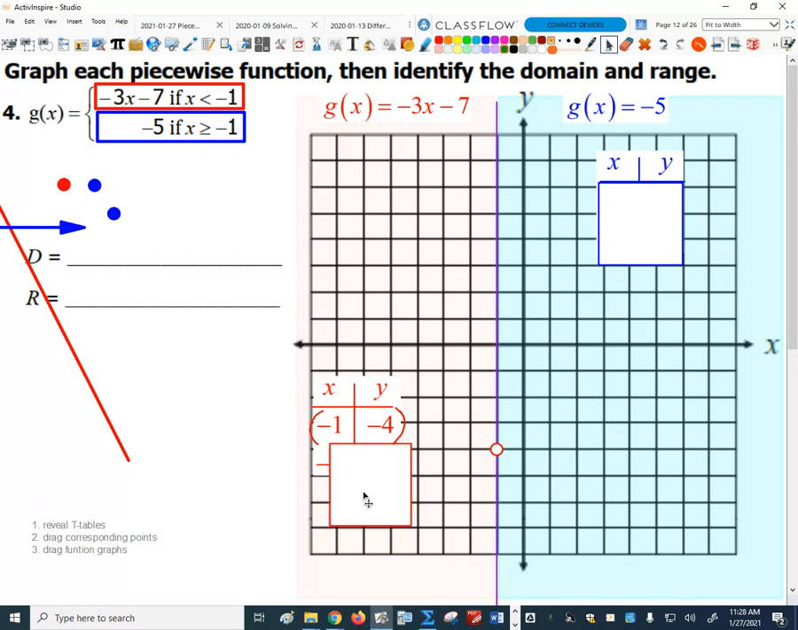So how about if I pick the x value -4 and plug that in? So -3 times -4 is +12, -7 should be +5, right? So I get the ordered pair (-4, 5). So from the origin, I'm going to go back 4, and I'm going to go up 5. 1, 2, 3, 4, 5. So there's my other point. And now all I would have to do is create a ray from my boundary point.